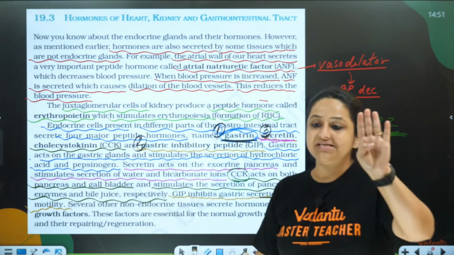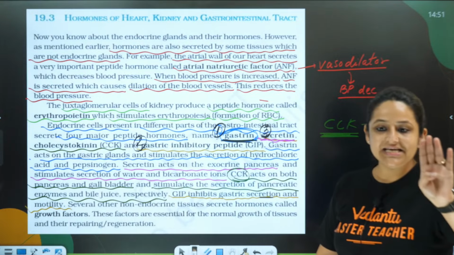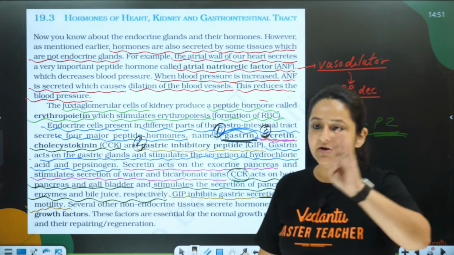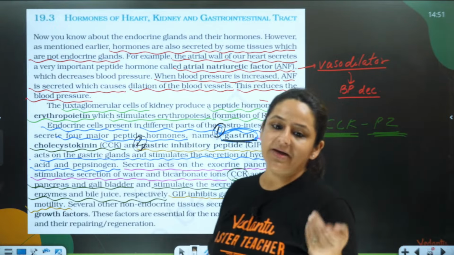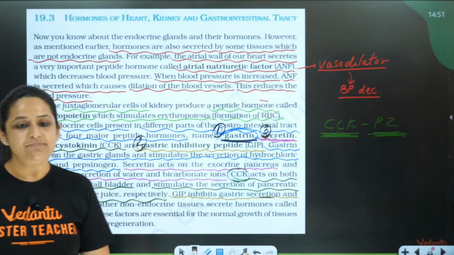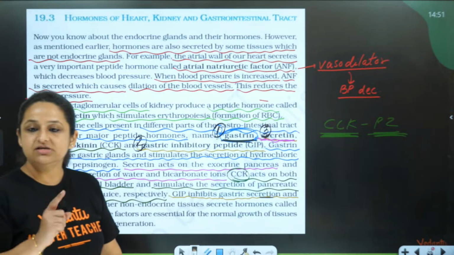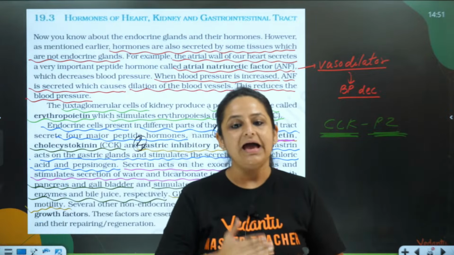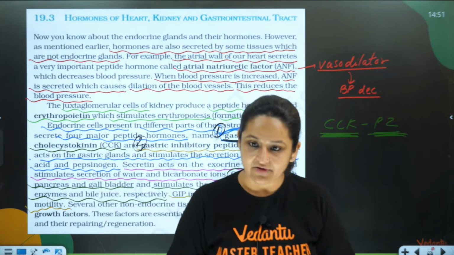And fourth, CCKPZ. The CCK part is going to act on the gallbladder for release of bile juice. The PZ part is going to act on the pancreas for the release of pancreatic enzymes. Simple, right? So these were the hormones of the heart, kidney, as well as the gastrointestinal tract.